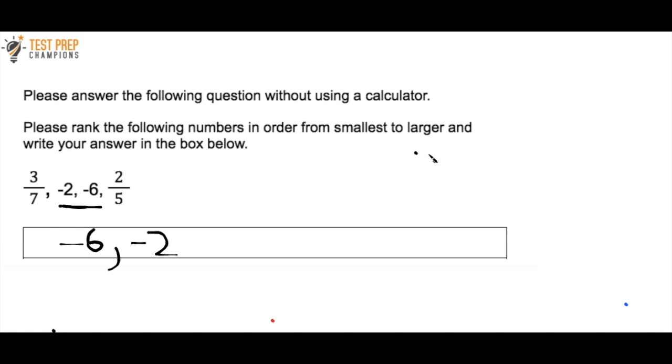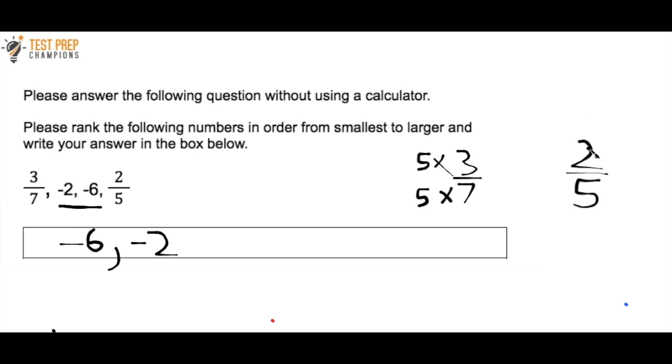So in order to compare these two fractions, 3 over 7 and 2 over 5, we need to first get a common denominator. Now, the number in the bottom of the fraction is the denominator. So in 3 over 7, 7 is the denominator, and in 2 over 5, 5 is the denominator. So what I'm going to do here is take my first fraction, and look over and see that the denominator of my second fraction is 5. So I'm going to multiply this 7 by 5, and whatever I do to this bottom number, I also have to do to the top number. So I have to multiply both the top and the bottom numbers by 5.